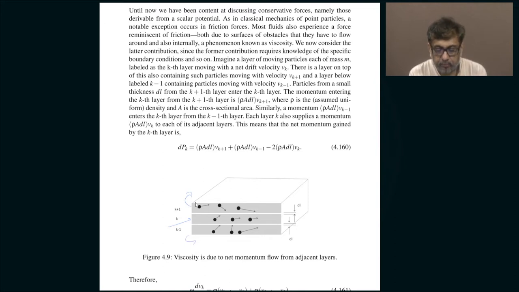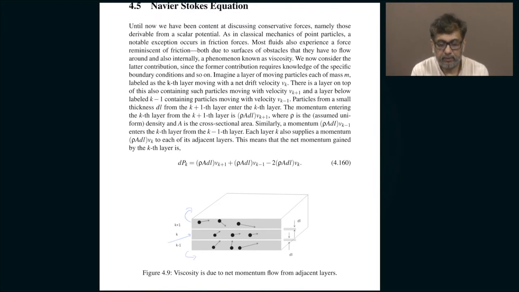Because these layers are in contact with each other, they will transfer momentum. The particles in the top layer will either take away momentum or transfer momentum to the kth layer. Similarly, the k minus 1 layer will do the same. Let us read this sentence: imagine a layer of moving particles, each of mass m, labeled as the kth layer, moving with some net drift velocity. Let us assume that is the velocity v_k of the kth layer.